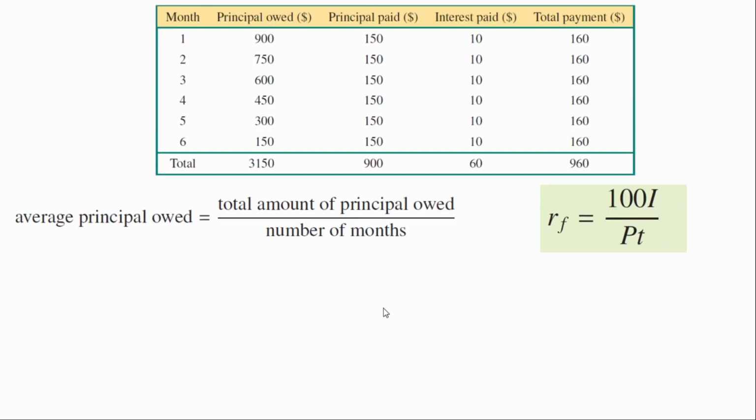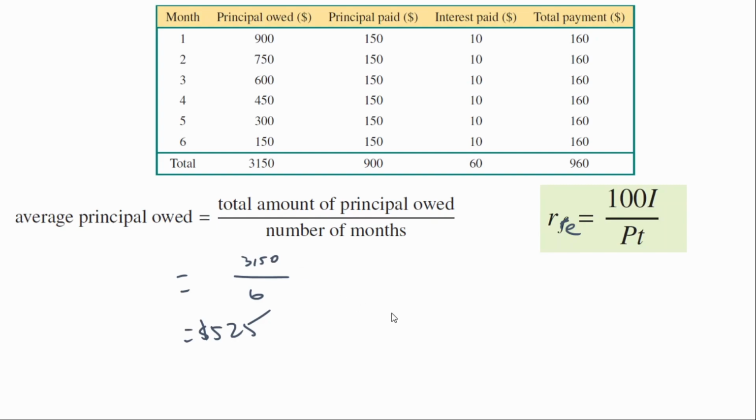Alright, so going back to the scenario from before, and here are the formulas that we'll be needing. Let's work out the average principal owed. So the average principal owed will be total amount of principal owed, which is $3,150, divided by the total number of months, which is 6. And that gives me a value of $525 there.